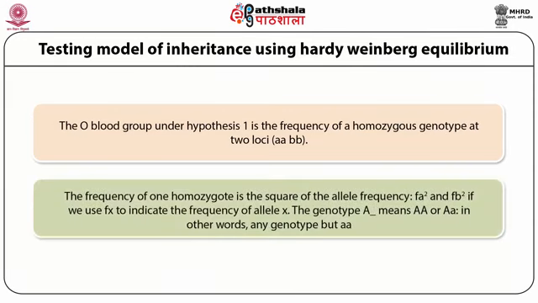The frequency of one homozygote is the square of the allele frequency. If we use Fx to indicate the frequency of allele X, the genotype A dash means a genotype in which either both alleles are dominant, that is capital A capital A, or they are heterozygous but one allele is dominant, that is capital A small a. In other words, any genotype but the recessive homozygote, that is small a small a.